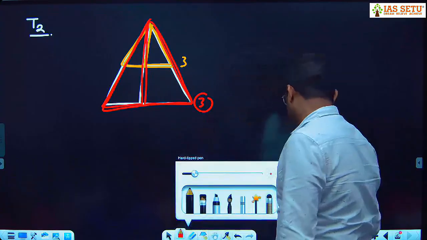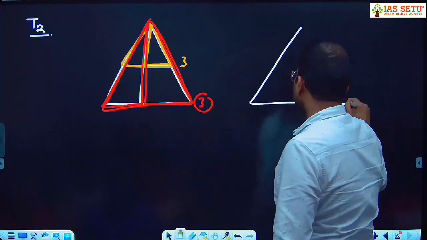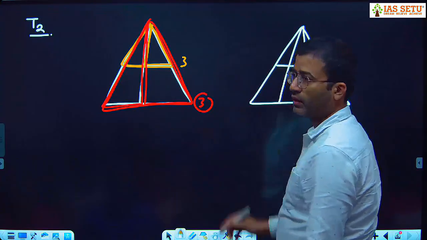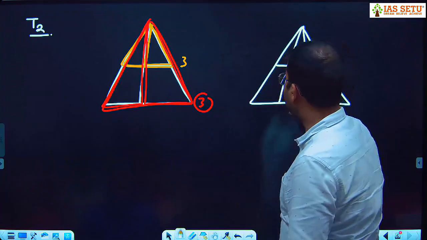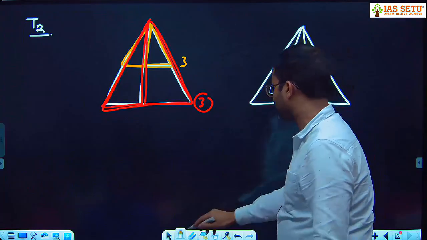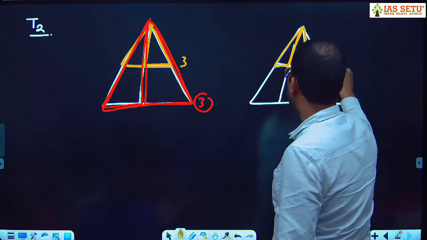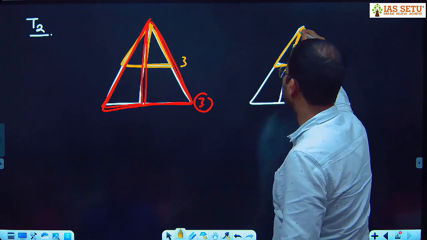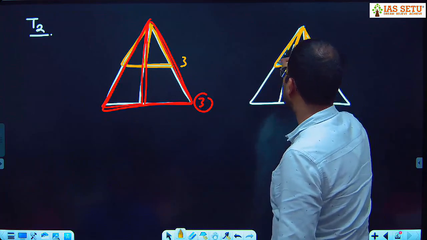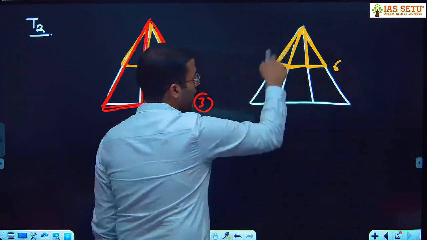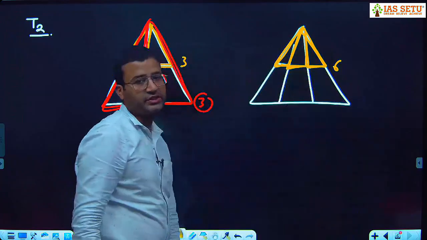Similarly here, if you check, this is triangle number 1, triangle number 2, triangle number 3, triangle number 4, triangle number 5, triangle number 6. Here we have 6 small triangles. If you see the larger one, we have 6 triangles.